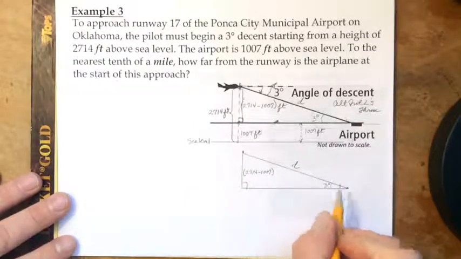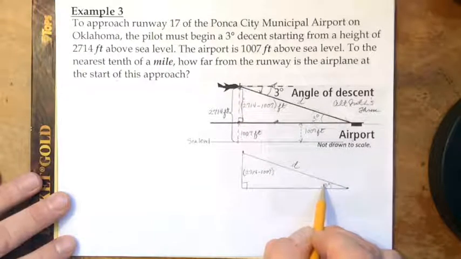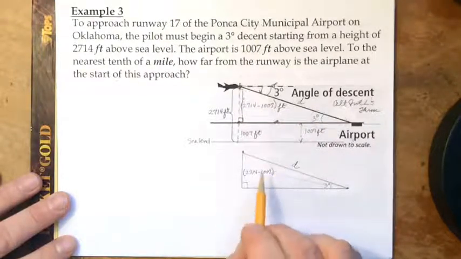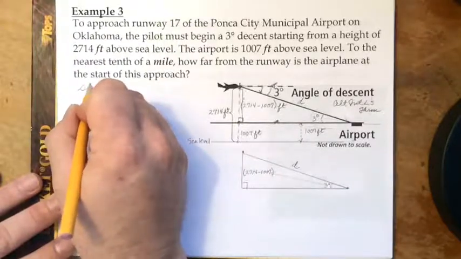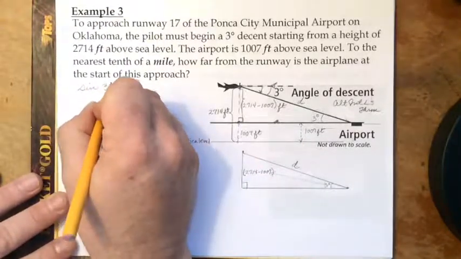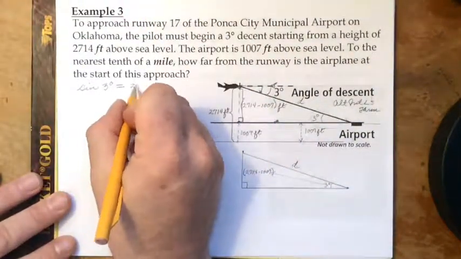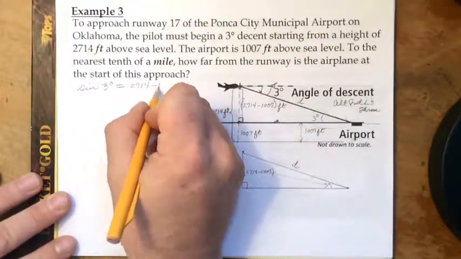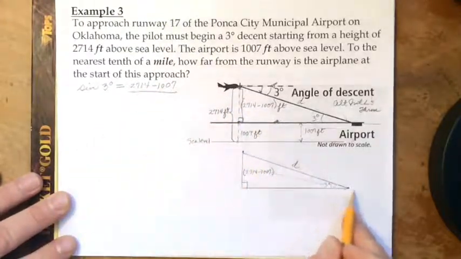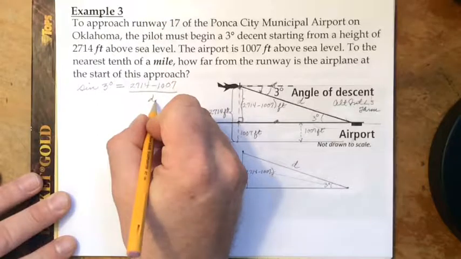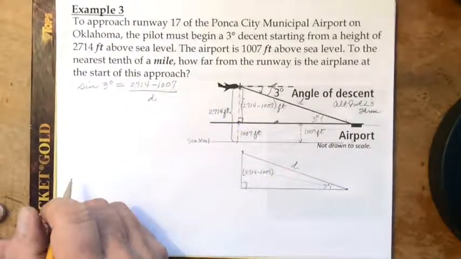This angle right here, the hypotenuse has to be included, and the opposite side. So opposite and hypotenuse, that's sine. So we take the sine of the angle 3 degrees, and it's equal to the opposite side, which is 2,714 minus 1,007, over what we're looking for, the hypotenuse, D. So there's an equation that we would use to find part of our answer here.